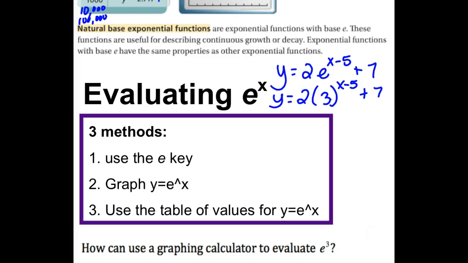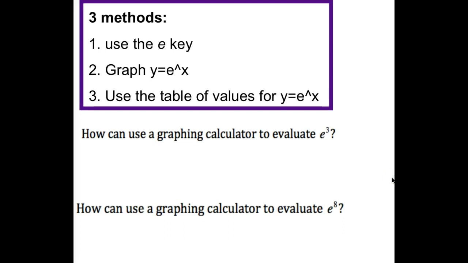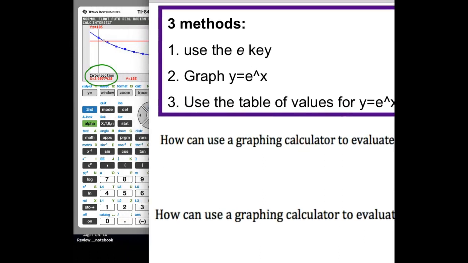Okay? On your calculator, there is an E button and there's an e to the x button. If you're asked to evaluate, say, e to the third, you have a few options. You could graph y equals e to the x and then look at a table, figure out when x is 3, what your y value is, or you can use that e to the x key. On your calculator, it is right here. Okay? So use your calculator. We're going to find e to the third.